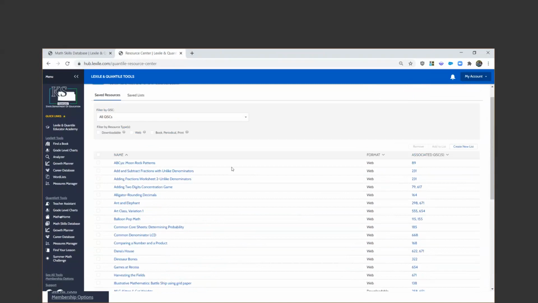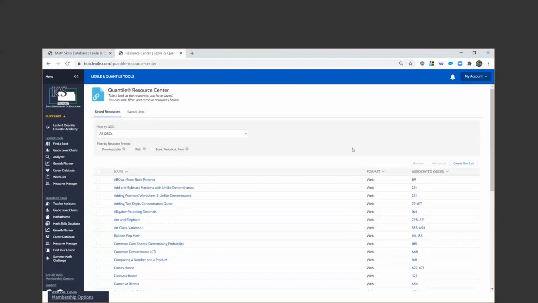And in fact, what I can do is then create these into lists. So if there's a set of resources that all apply to chapter 4, for example, I can create that list and make that work, and then actually create a URL that I can share with others so they have access to those resources. So the Quantile Resource Center is a place where you can not only curate your own resources, but actually share them with others.